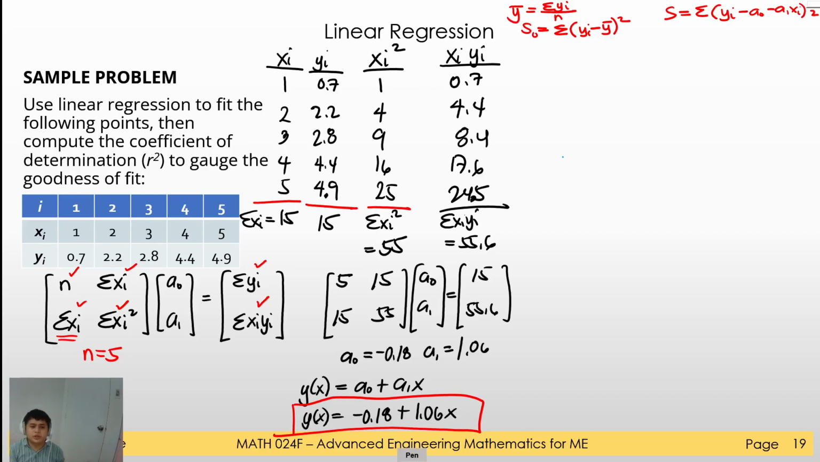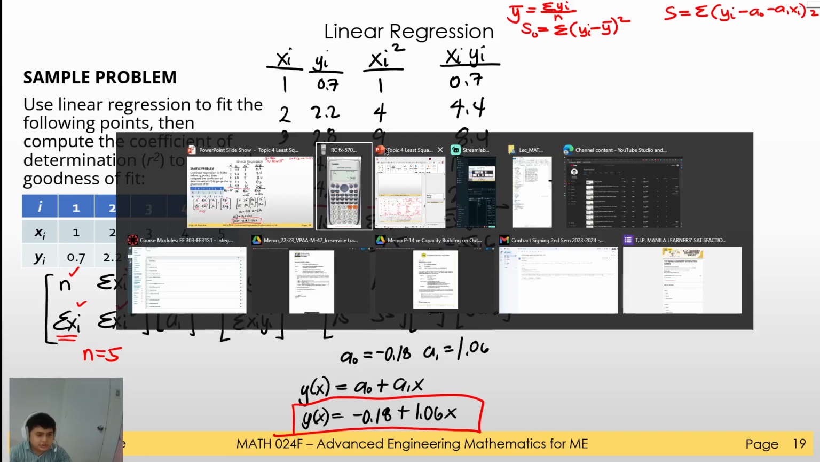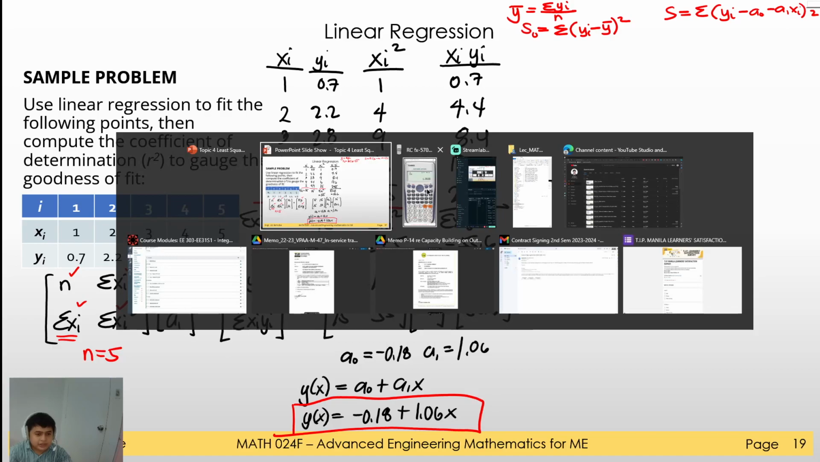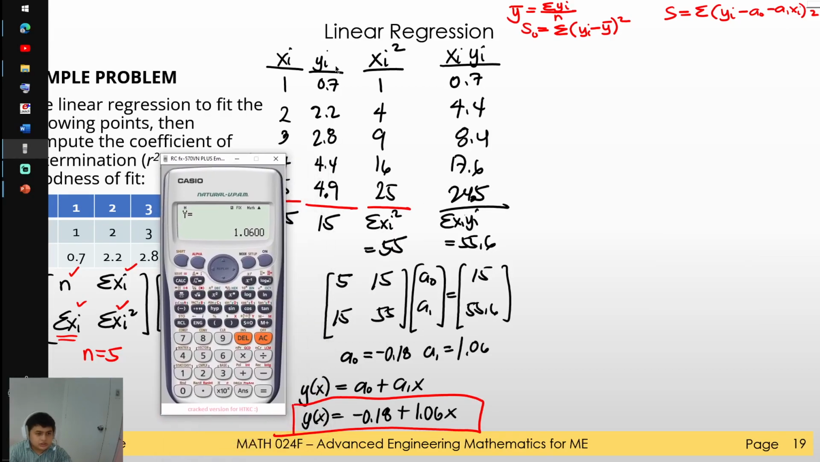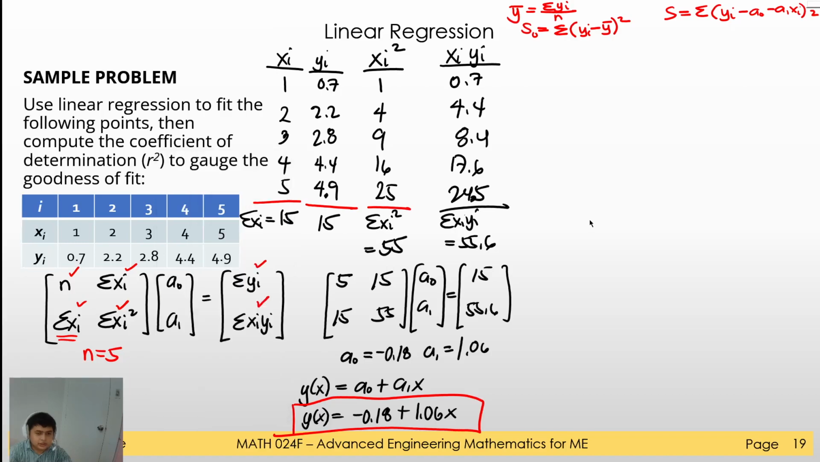So therefore, we want to also compute for the mean. If you want to find the mean, that is just the average. So the values of y are 0.7 plus 2.2 plus 2.8 plus 4.4 plus 4.9 over n. So n here is 5. So the mean here is equal to 3.